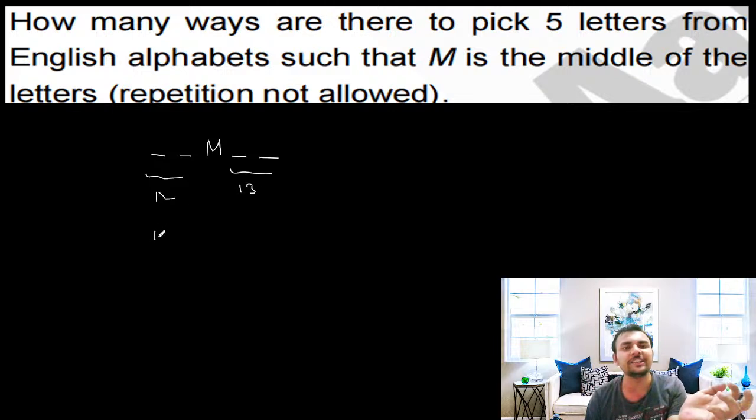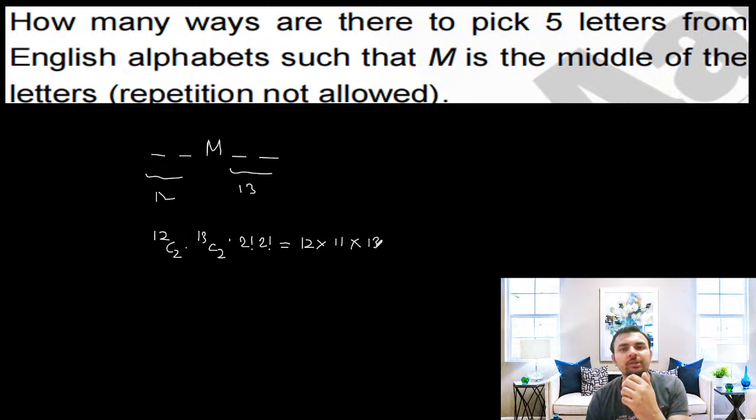So we can choose 12C2 into 13C2, and their arrangement is 2 factorial, 2 factorial. So we can say it is 12 into 11 into 13 into 12, and it is nothing but 12 into 11 into 13. Calculate it, you will get the answer.